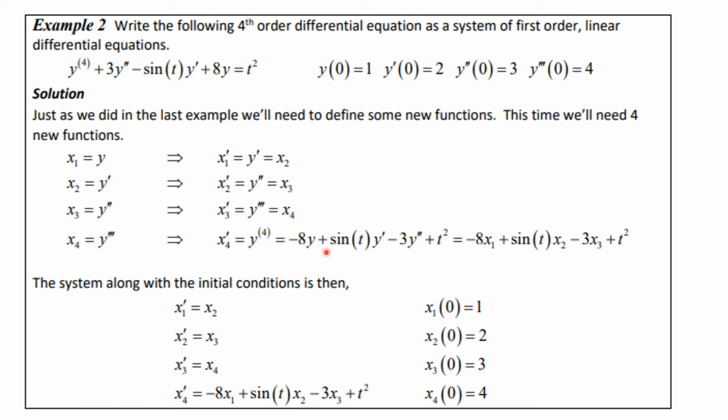So I move things to the other side, so it is minus 8y minus sine of t times y prime minus 3 y double prime plus t squared, and you notice that that becomes, whenever I complete the substitution, minus 8x1 minus sine of t x2 minus 3 x3 plus t squared. So the system of equations and the conditions after I've transformed them from y's to x's are these. So that's the answer you should have gotten.